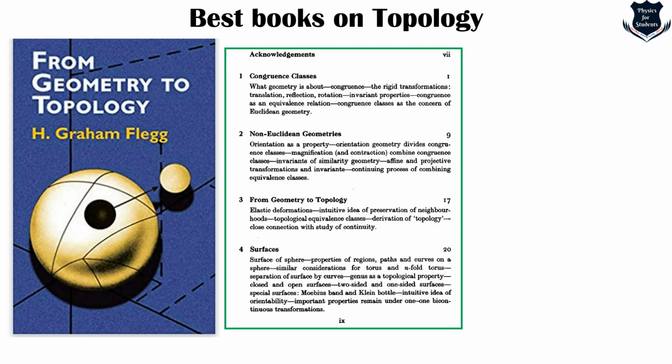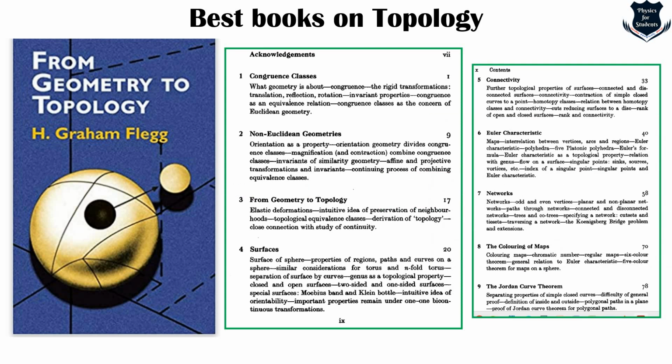So Professor Graham first covers the basic congruence class. You might be thinking, am I reading school level geometry? No. Then it starts with non-Euclidean geometries. It moves to geometry and topology. It starts with surfaces and moves into connectivity much later. So you see, 1, 2, 3 is basically the building blocks of this book.